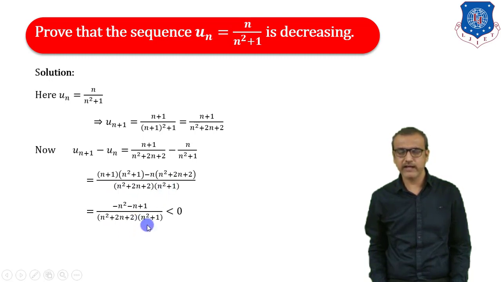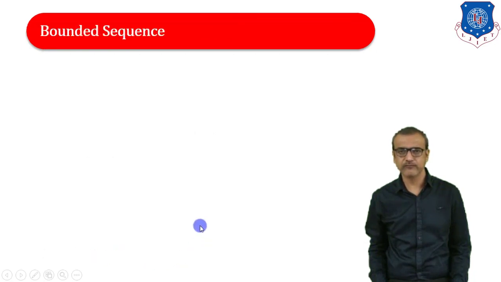Now for every n greater than or equal to 1, you will find that this term is negative. It means we have u(n+1) − u(n) less than 0. It means we have u(n+1) less than u(n) for n greater than or equal to 1. Therefore the sequence u(n) is decreasing.